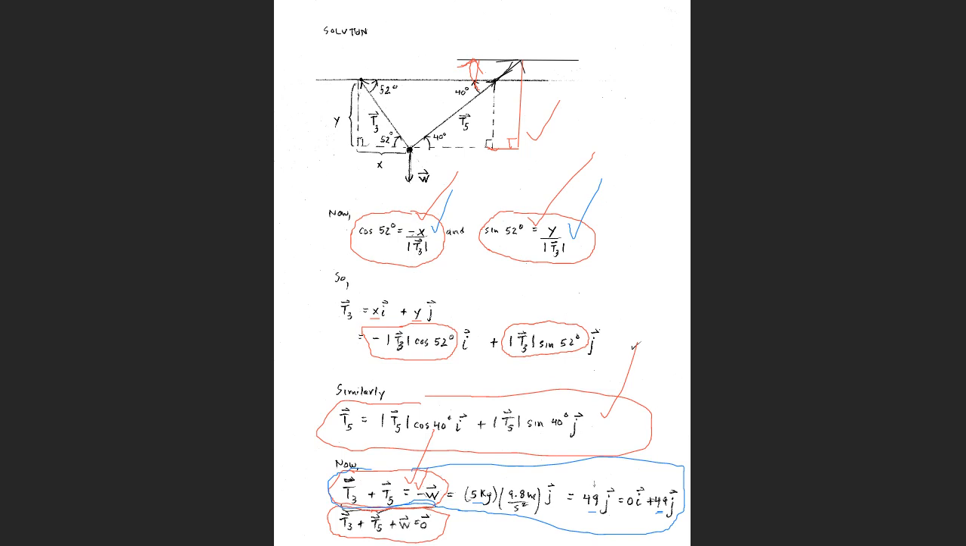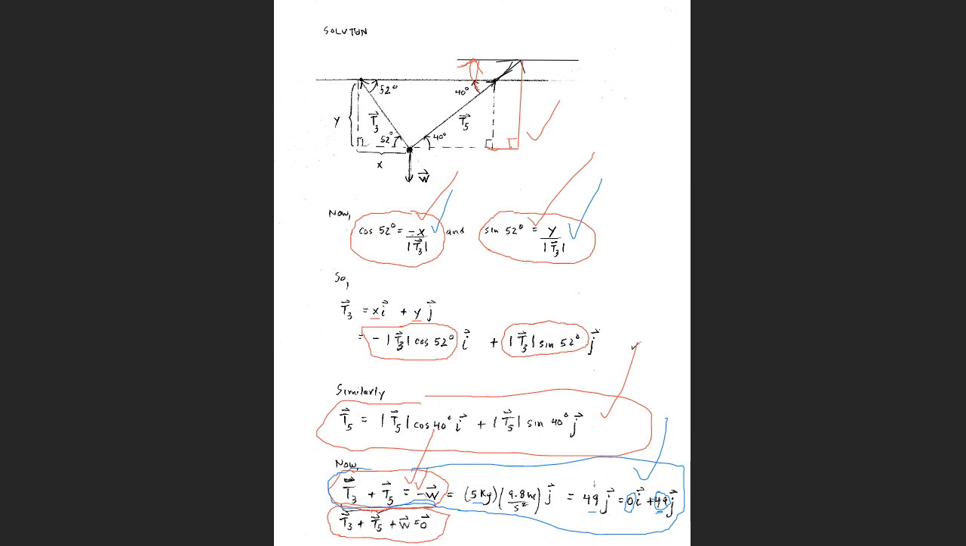All right. So you're okay with this equation here? Okay. All right. Then let's go to the next page. If this is true, then what do the x components of T3 and T5 have to equal? They have to equal 0. And what are the y components? That's right, Christopher. What do the y components of T3 and T5 have to equal? They have to equal 49. That's right.